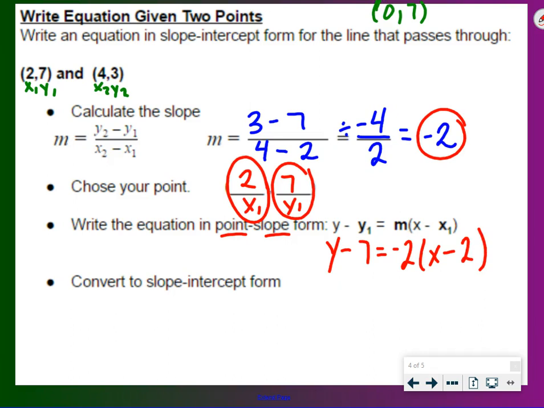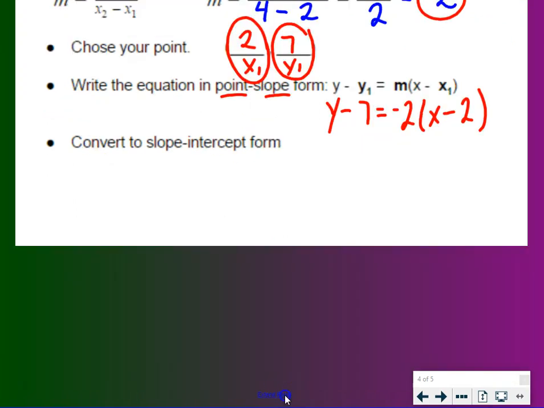Convert to slope-intercept form. This is the new piece. Everything before this, we've done. We've already done all these pieces. This is the new piece. This is the piece you need to get today. Convert to slope-intercept form. We want to take this and make it look like y equals mx plus b. First step is going to be distribute. The first thing we want to do is distribute.